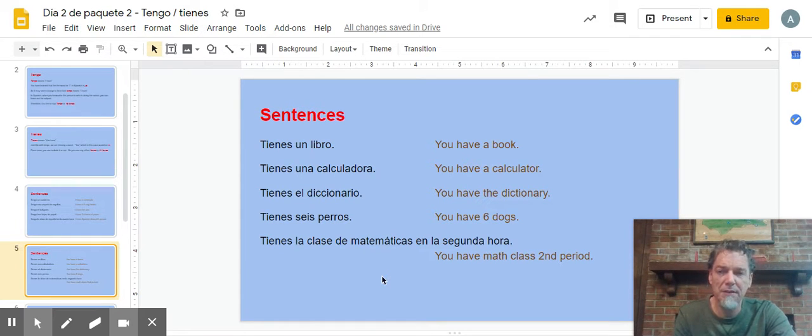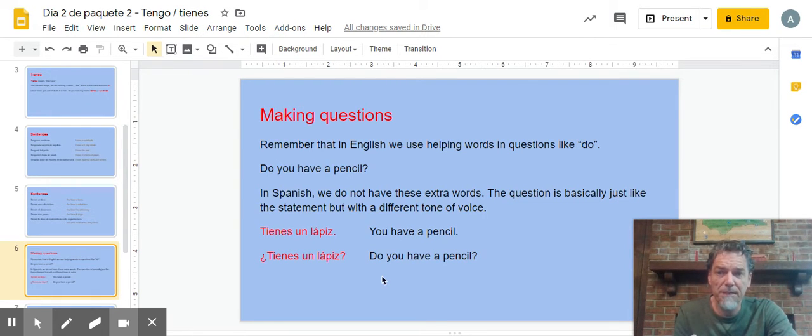You have a book. Tienes una calculadora. You have a calculator. Tienes el diccionario. You have the dictionary. Tienes 6 perros. You have 6 dogs. Tienes la clase de matemáticas en la segunda hora. You have math class, 2nd period. So those are basically the sentences that you can make with this.